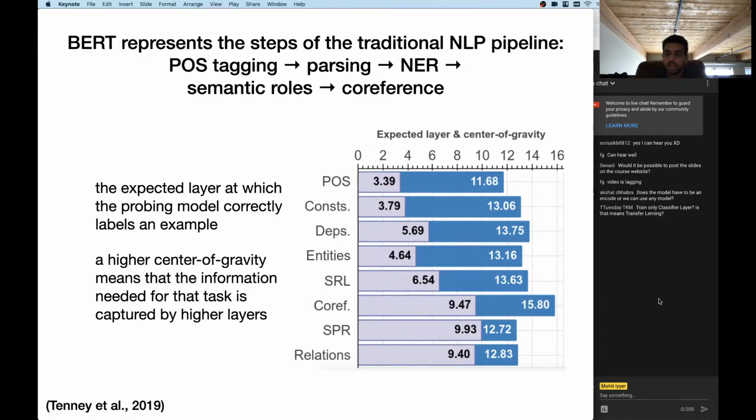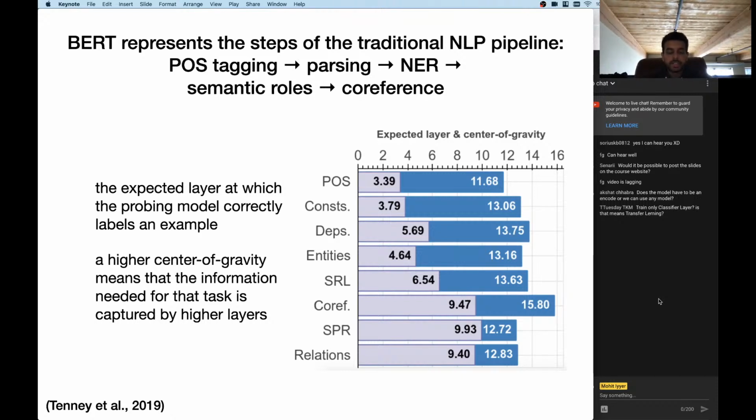Okay, train only classifier layer, does that mean transfer learning? I'm not sure what that question is asking. So yes, in the probe task, we are training only the classifier layer. Here our objective is not to transfer knowledge to better solve some task. The classifier's role is to try and explain what the base model has learned. So it's a different purpose.